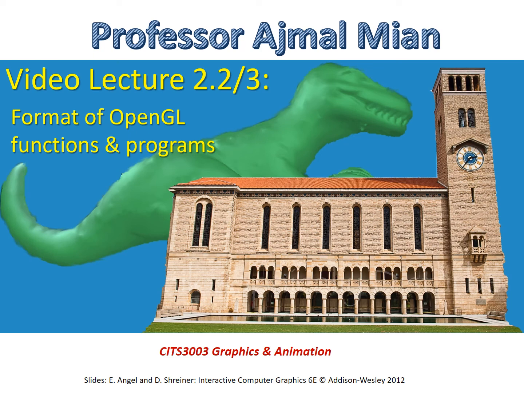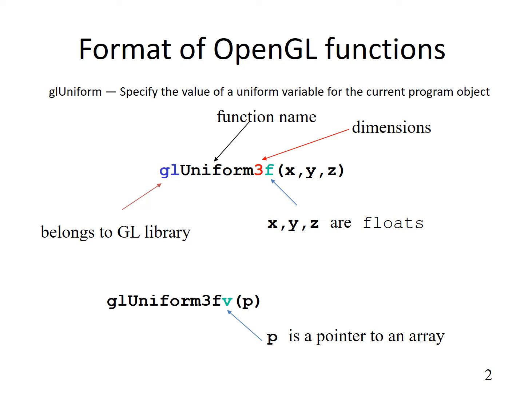This lecture explains the format of OpenGL functions and programs. Let's look at the format of OpenGL functions with a couple of examples. Here we have a function that defines a uniform variable for the current program object. Uniform variables are used to communicate with your vertex or fragment shader from outside. We will study this in detail later.